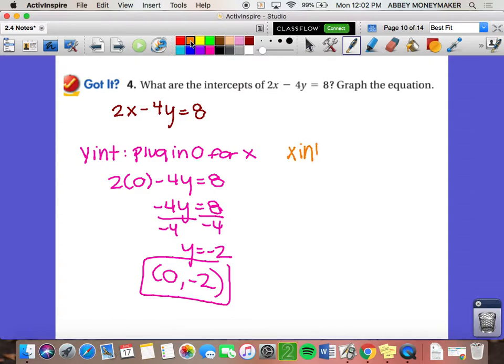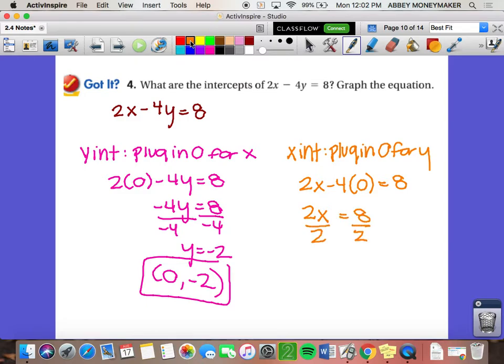For my x-intercept, we plug in 0 for y, and we solve. So we would have 2x minus 4 times 0 is equal to 8. So that gives me 2x equals 8. Divide both sides by 2. x is equal to 4. So that means I have the point (4, 0).